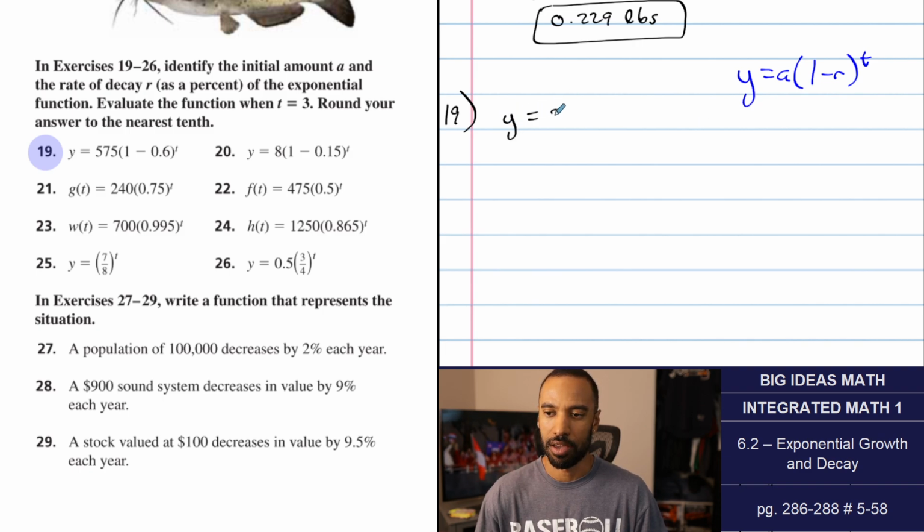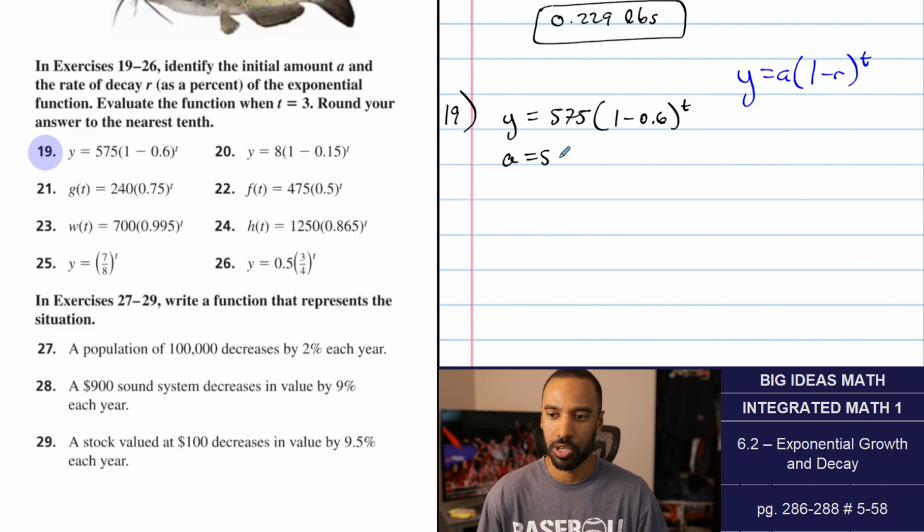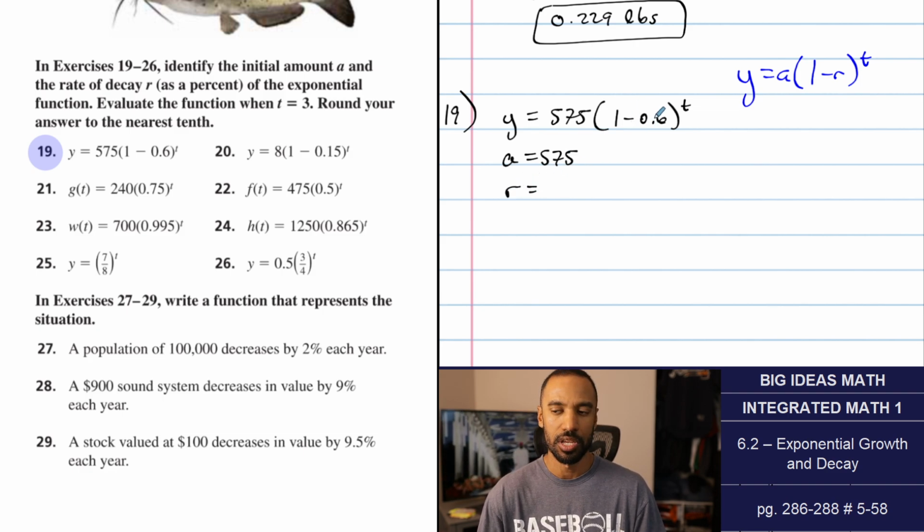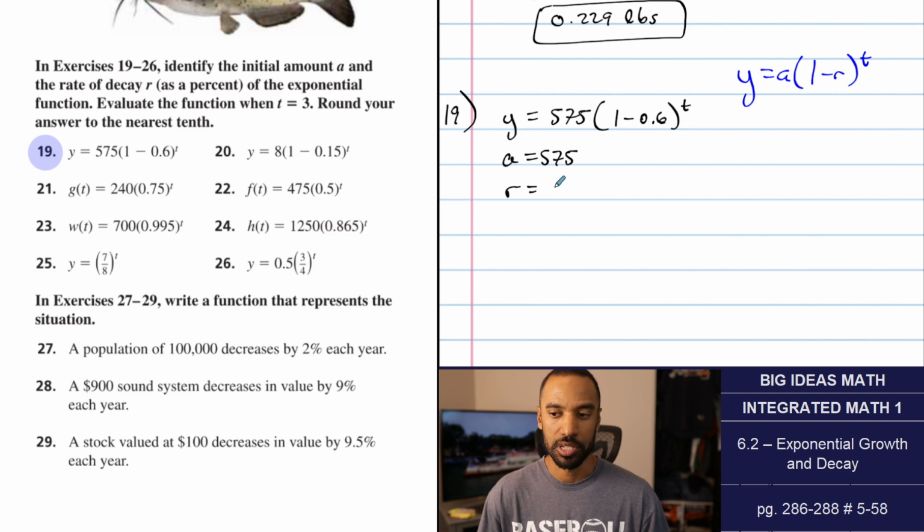So on number 19, we have y is 575 times (1 minus 0.6) raised to the t power. Our A value, still that initial amount, doesn't change. And the R value is how much you're taking away from 1. It shows the minus. We're taking away 0.6. 0.6 is 60%. Doesn't change how we do business there.